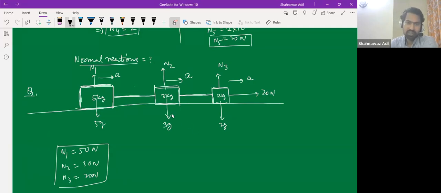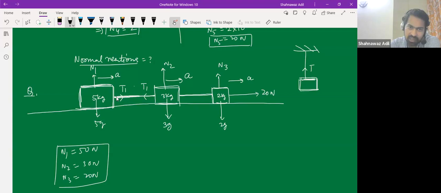So, these two blocks are attached by some string. So this will experience some tension in this direction and this will experience the tension in this direction. Correct? Sir, how come tension is in the other direction? So tension is always opposite to the direction of the string. If we have this block which is hanging, the tension is always opposite to the direction of the block, right? Yes, sir.